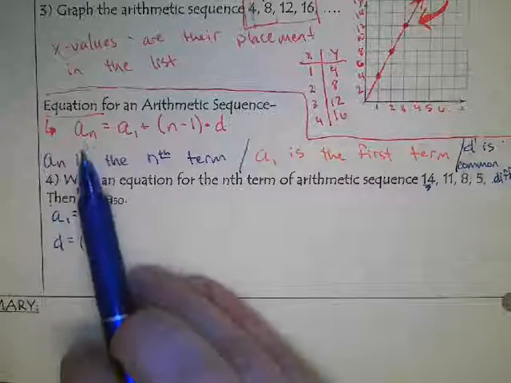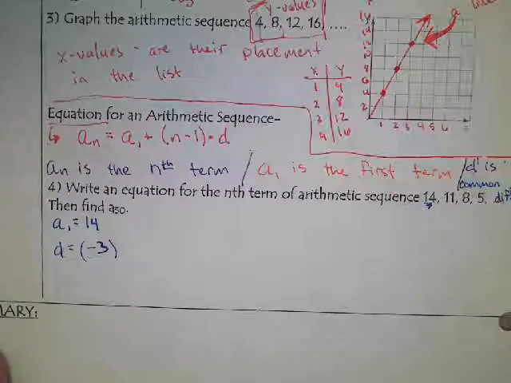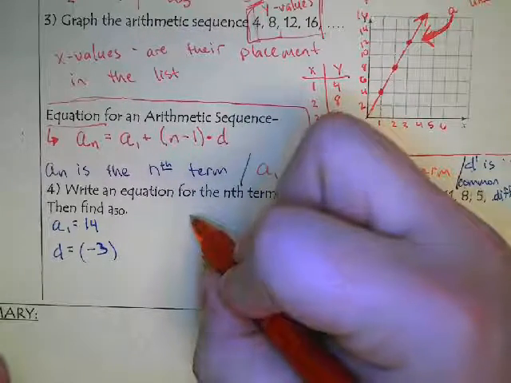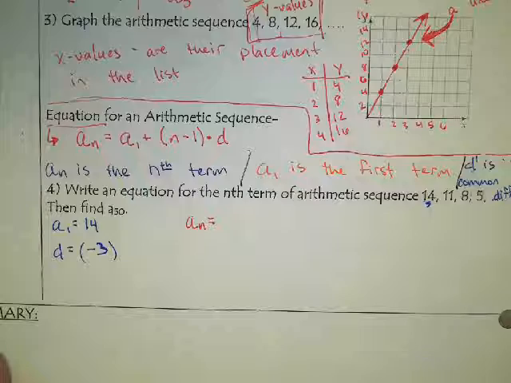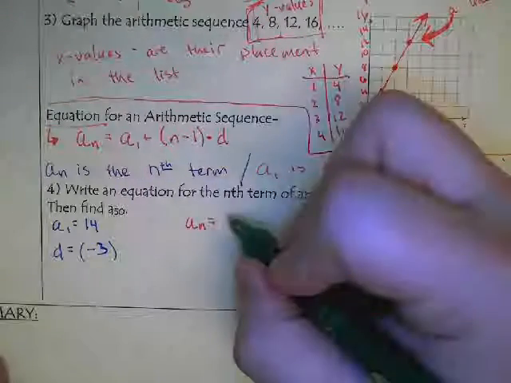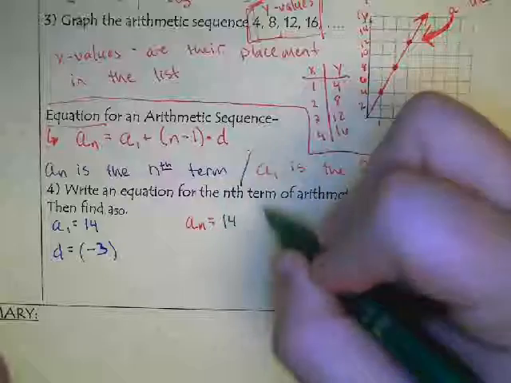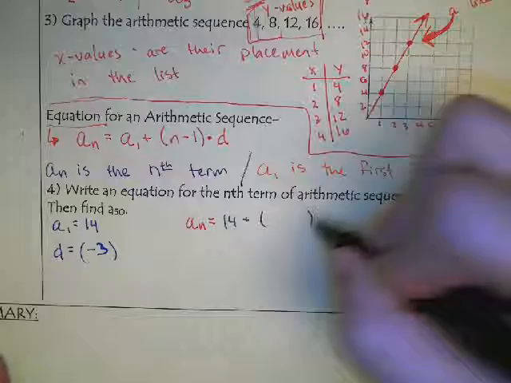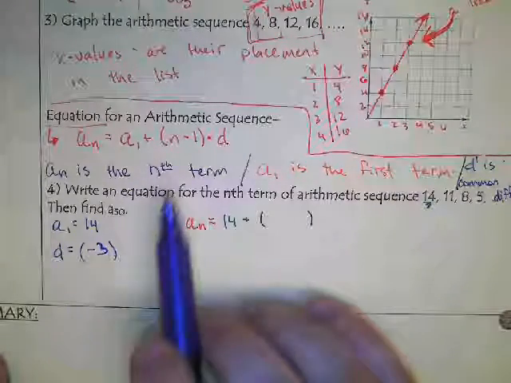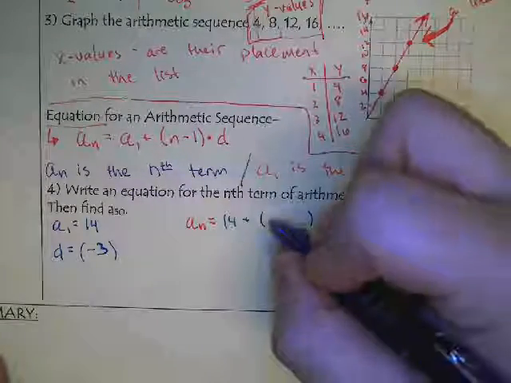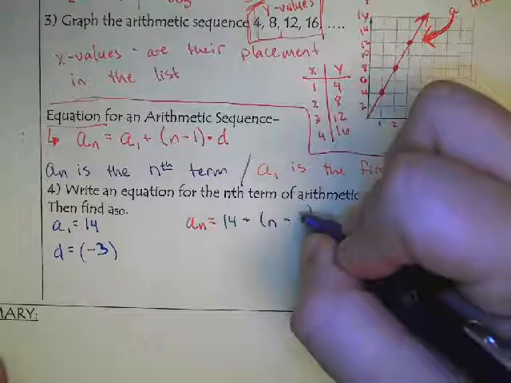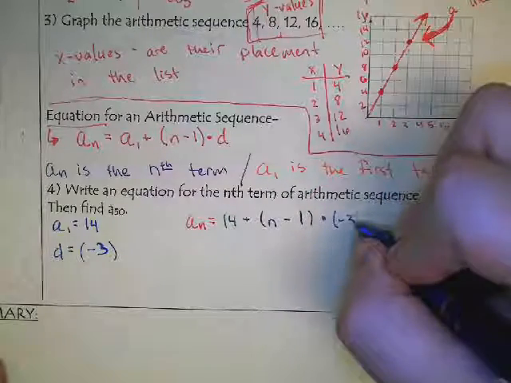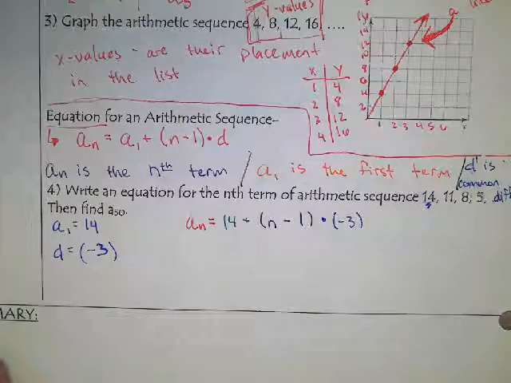Now we can build this equation. So I'll have a sub n is equal to my first term, 14, plus, and on the inside, we don't know what n is yet. We're not plugging in. We're going to write this in terms of n, so n minus 1. And then I'm multiplying that by negative 3. That's that final piece there.